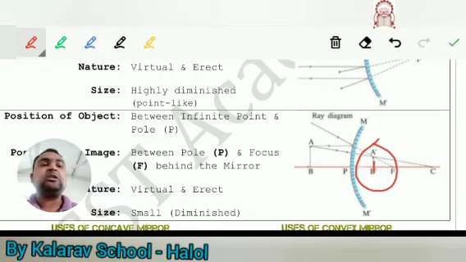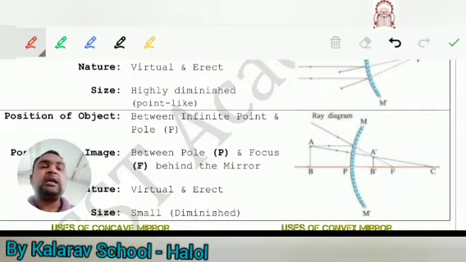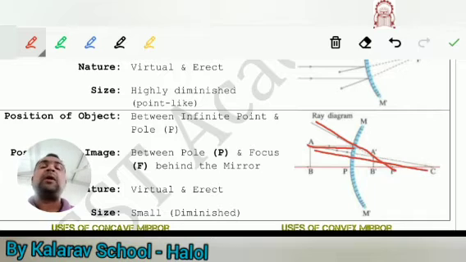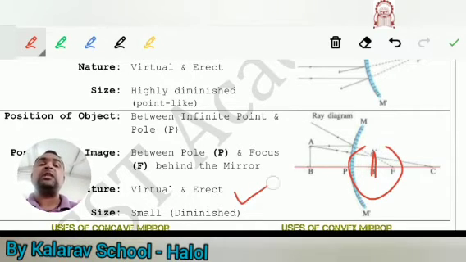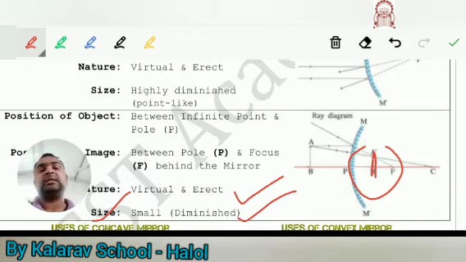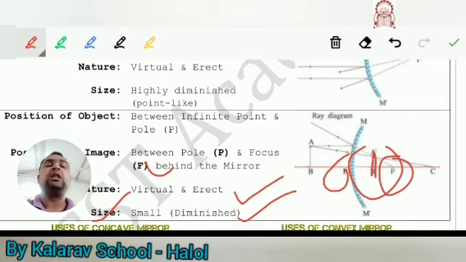Okay, so in this way you get this kind of image. Let us revise it again. Consider the parallel ray; after the reflection, join it with F, and consider the one line which is in the direction of C. Here you will get the intersection, and join this with a vertical line. Okay, so you will get the final image. Again, this image will be formed behind the mirror, so that's why it is called virtual and erect, and its size is small, that is diminished, and the image you obtain is always between the pole and the principal focus.